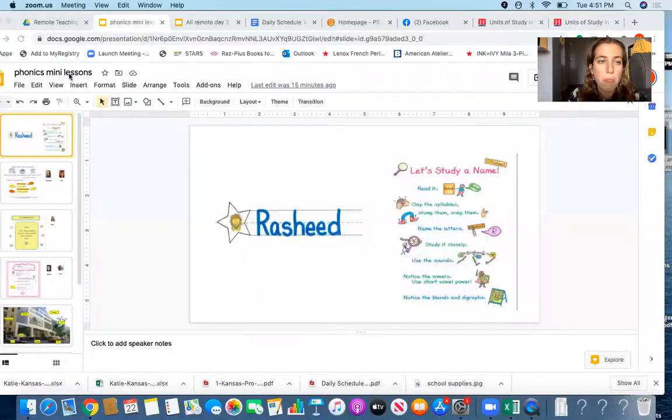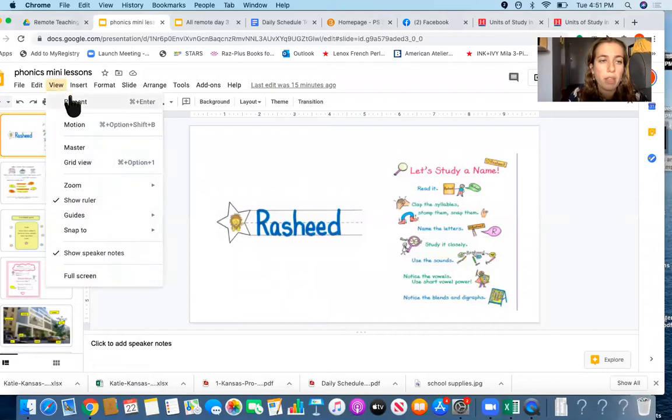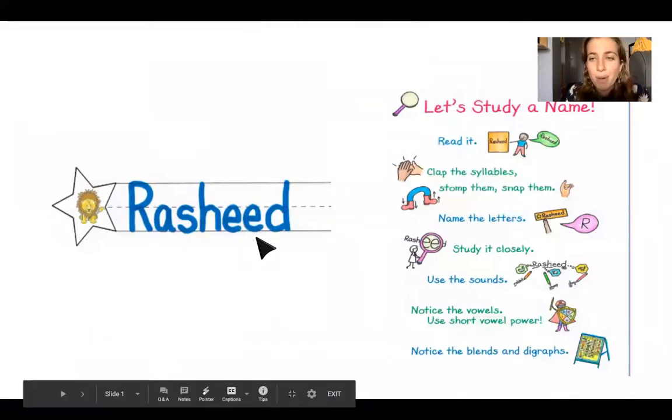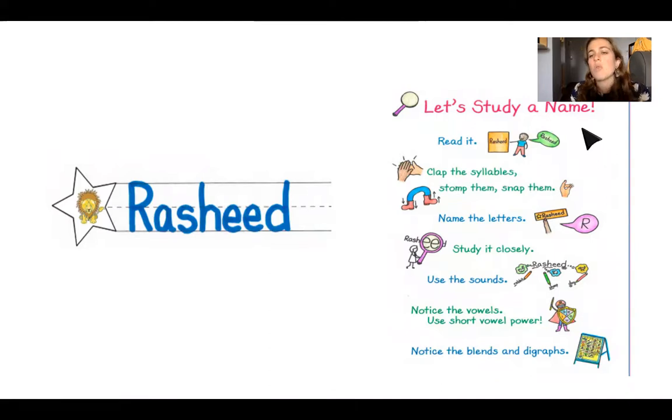And since we have Rasheed right here, I figured that we would start off with Rasheed's name. So let's try it. This is Rasheed's name over here. And we're going to study the name doing all of the steps on this chart.